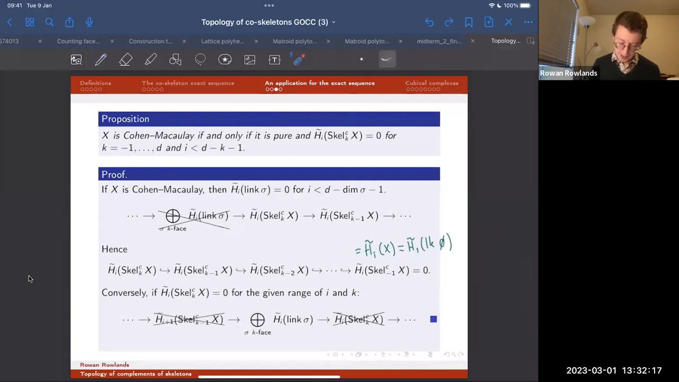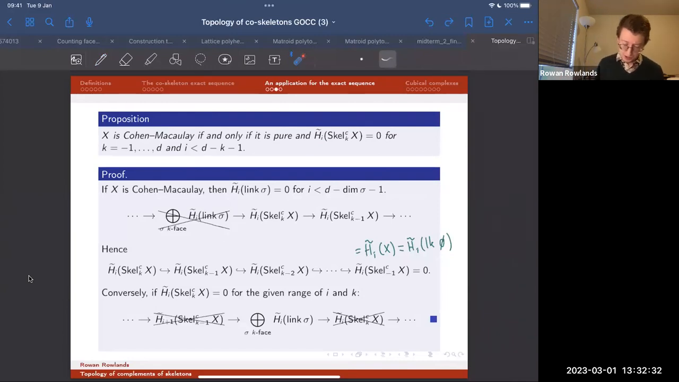All right, so now we have this whole chain of spaces all injecting into 0, and so all of the spaces in this chain must also be 0. And so we've proved one direction of this statement. The other direction is even easier.